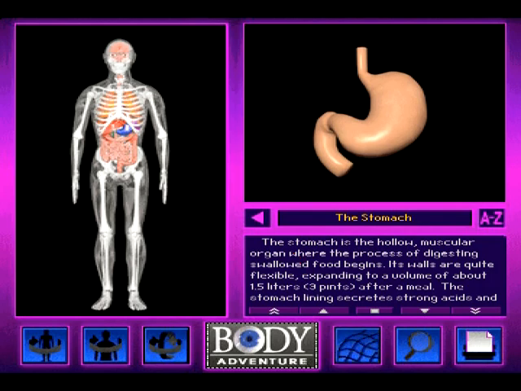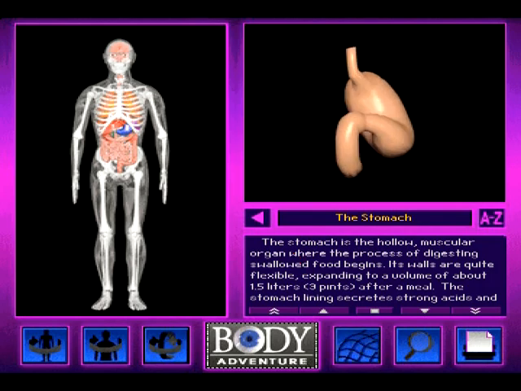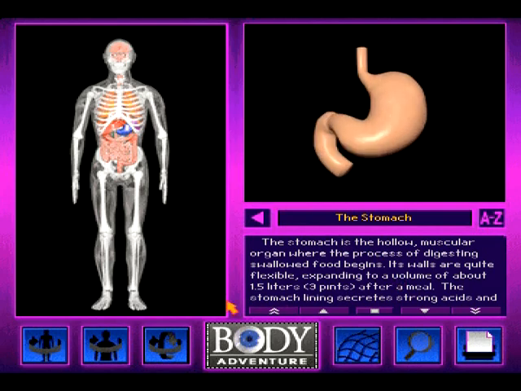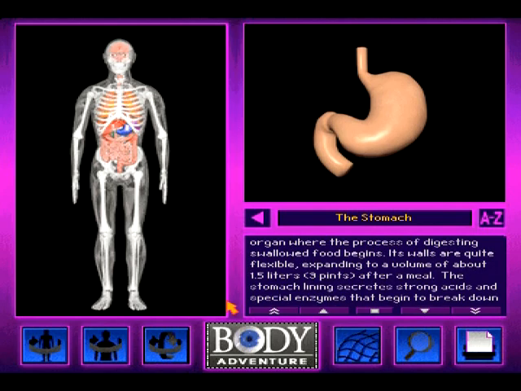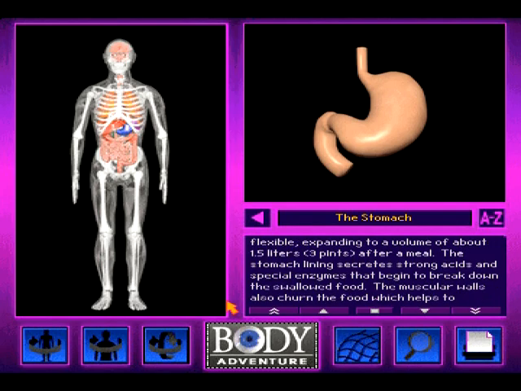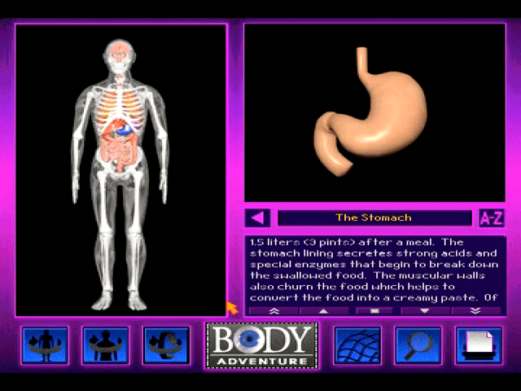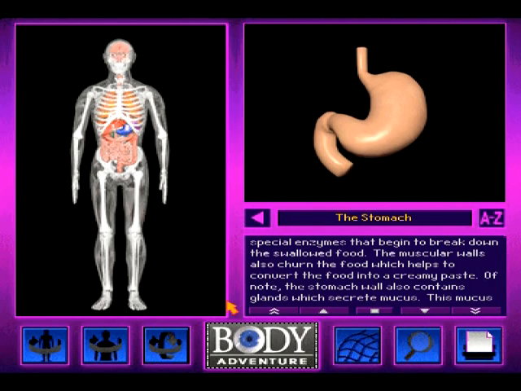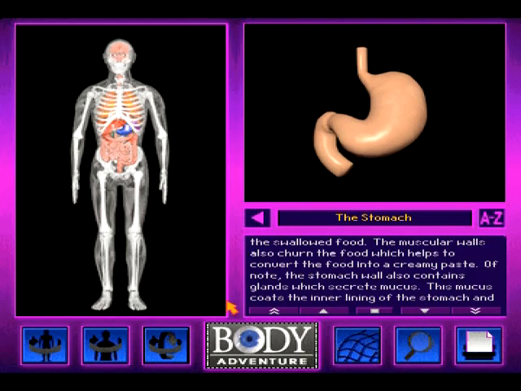The stomach. The stomach is the hollow muscular organ where the process of digesting swallowed food begins. Its walls are quite flexible, expanding to a volume of about 1.5 liters, 3 pints, after a meal. The stomach lining secretes strong acids and special enzymes that begin to break down the swallowed food. The muscular walls also churn the food, which helps to convert the food into a creamy paste.